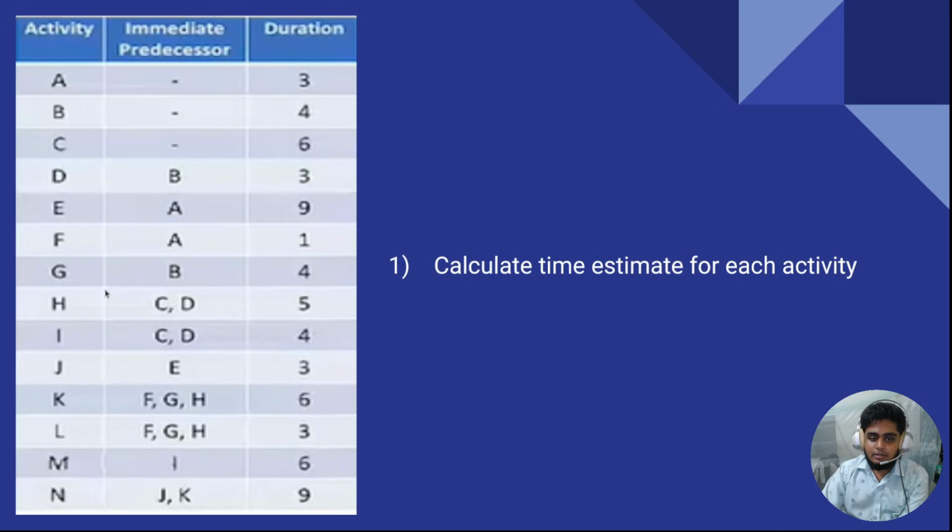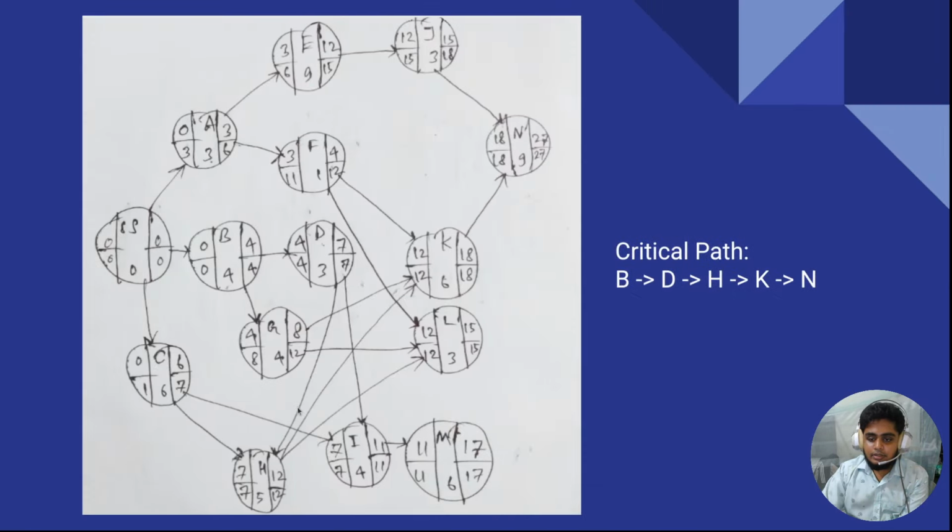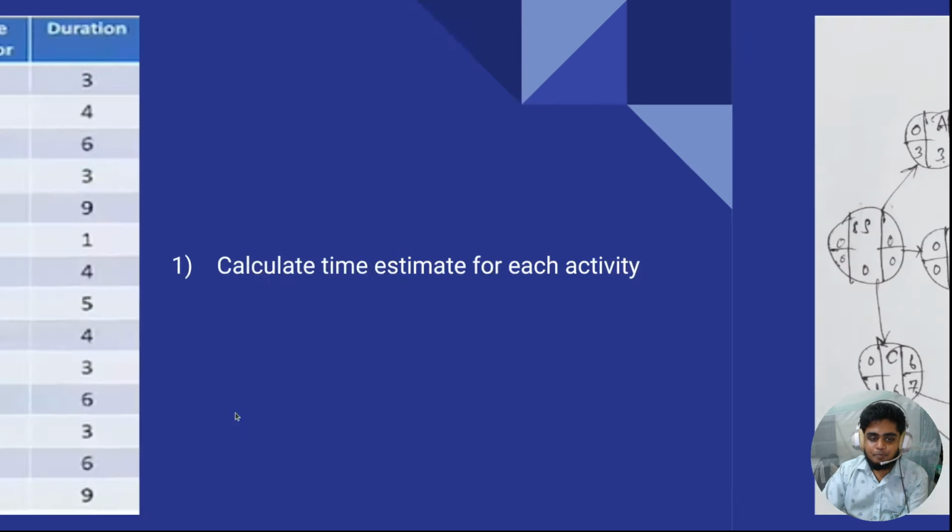So it's done. For activity I, you have to complete activities C and D. Again, this activity I came from two activities, C and D, and that's why I have to take the maximum one in the forward pass session. So 6 or 7, which is the maximum? 7 is the maximum. That's why I take 7 here as the earliest starting time of activity I. 7 plus 4 is equal to 11, the earliest finish time of activity I.